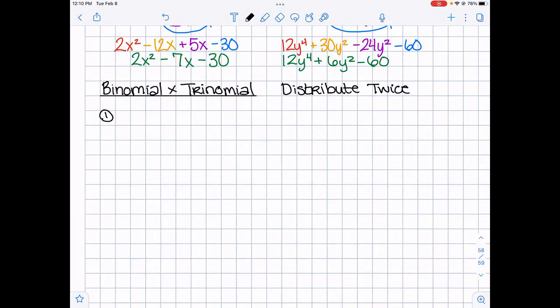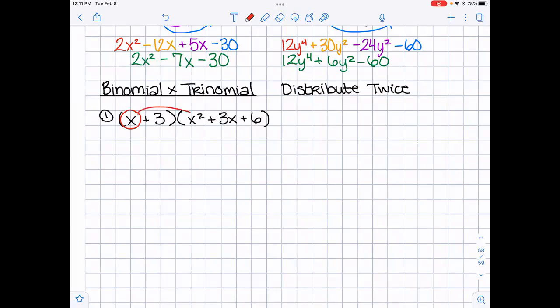Okay, number 1. X plus 3 times x squared plus 3x plus 6. We are going to distribute twice. So we're going to start with x. We're going to pretend that 3 does not exist yet. We're going to start with x, and we're going to take x times everything in that second problem.